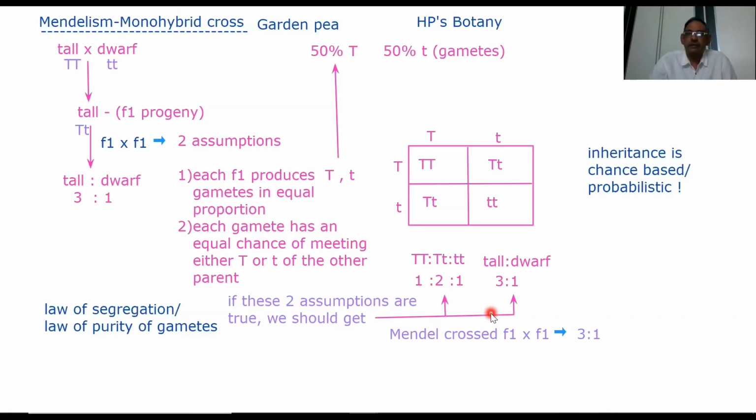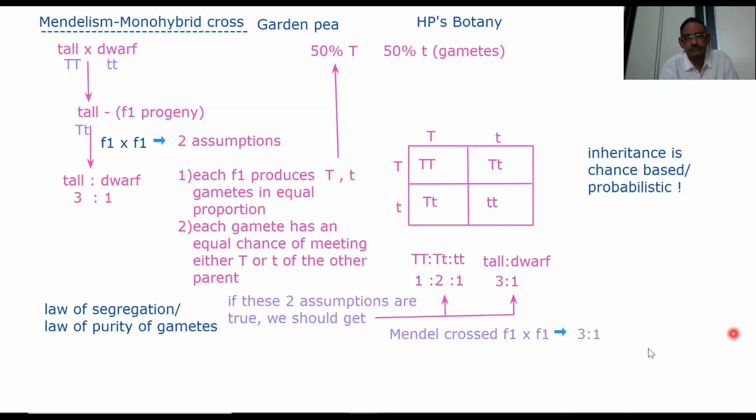Now, having calculated the possible result on the basis of two basic assumptions, which are chance-based assumptions, Mendel then went on to actually do the cross F1 into F1, or F1 selfing. When he crossed F1 into F1, keeping in mind that it will be a 3:1 phenotypic ratio or 1:2:1 genotypic ratio if these two are true, then, as expected, Mendel ended up with a 3:1 ratio.